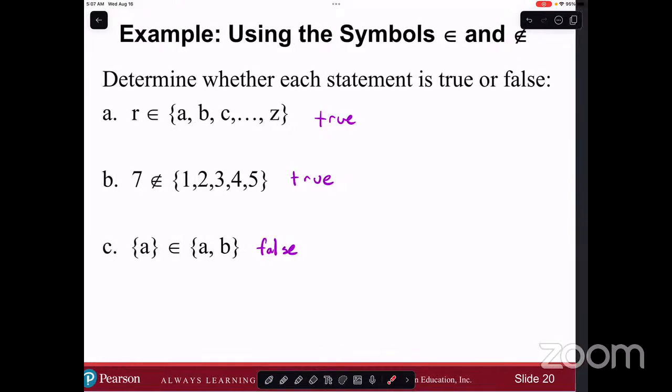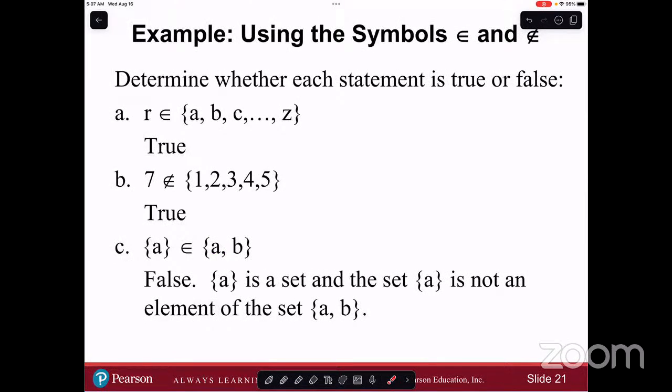True, true, false, right? The set A is a set, and the set A is not an element of the set {A, B}, right? If it didn't have the curly brackets or the braces, then it would be true. If it was just A belongs to this set, then it would be true. But because of the curly brackets, that set is not contained within this other set.